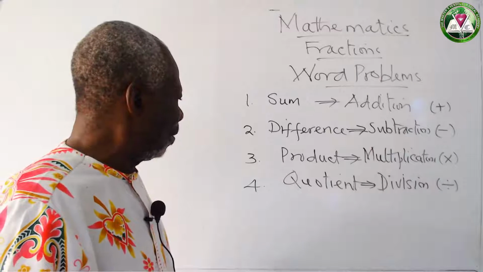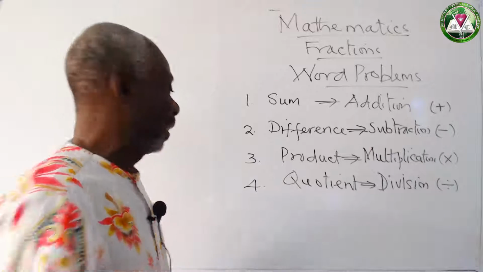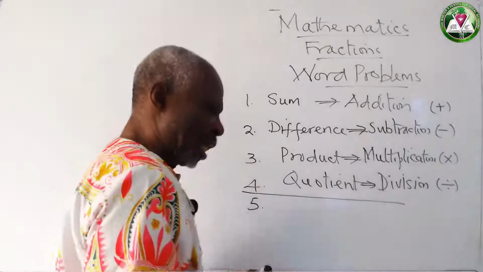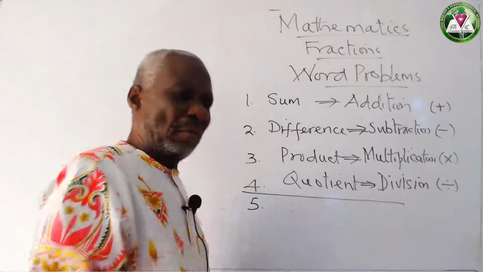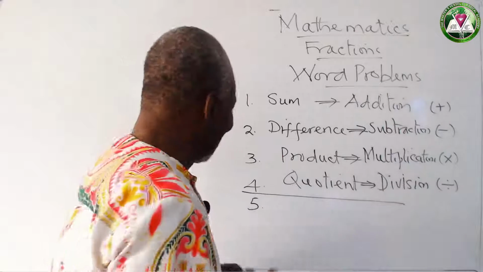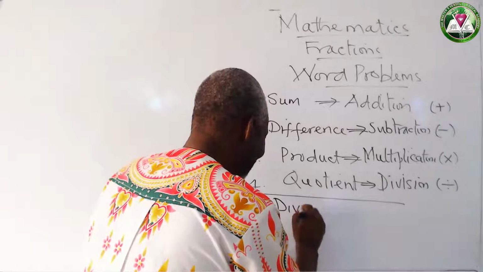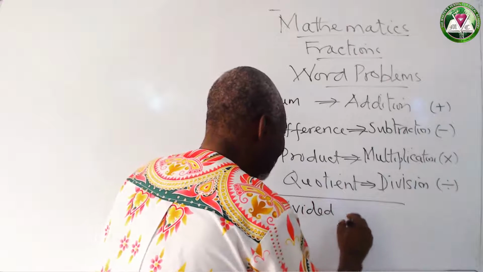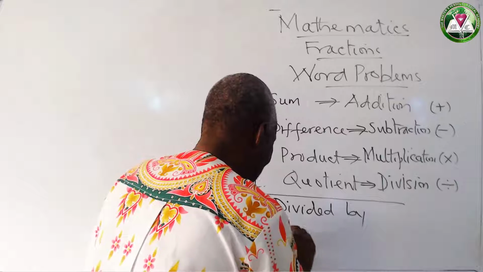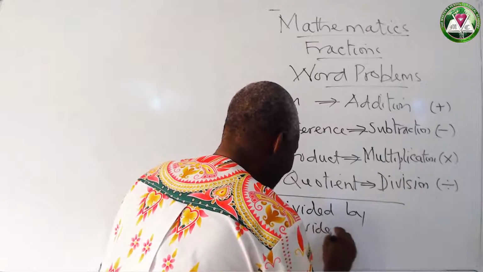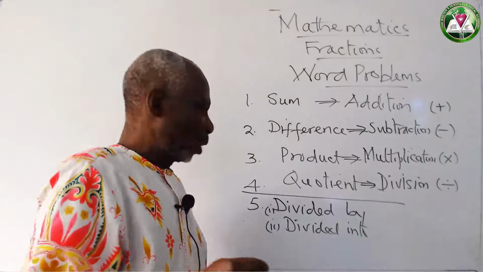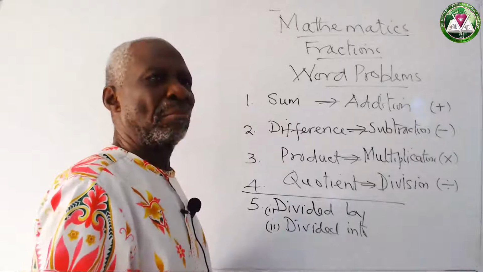Now, there is one place that causes confusion, and I will put it as number 5. If you fail to understand the grammar in the problem, you'll be solving another thing. I'm going to write it. Divided by. That is number 1. Number 2, divided into. These are very, very important. They do not mean the same thing.